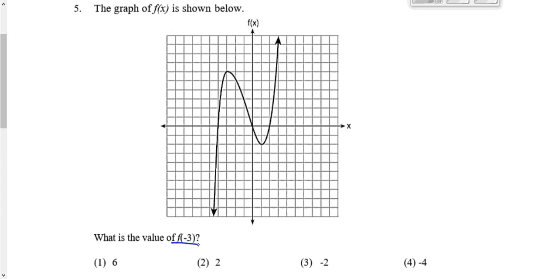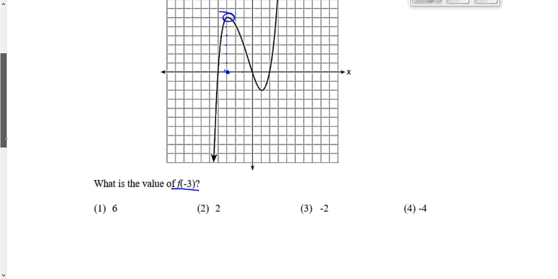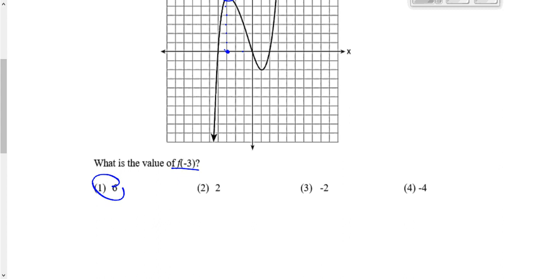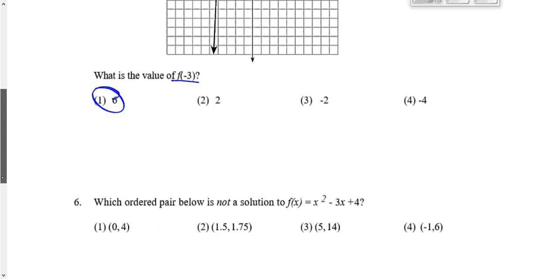So input f of negative 3. 1, 2, 3. No graph, well, I guess it's up here. So we go 1, 2, 3, 4, 5, 6. F of negative 3 equals 6, did we get that? Yeah. You really want to skip the graph? Isn't that easier than solving the equation? Okay, moving along.